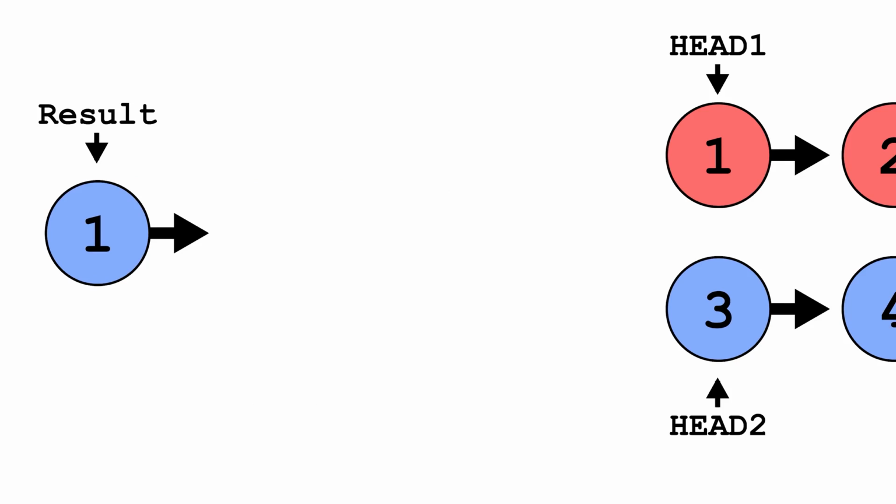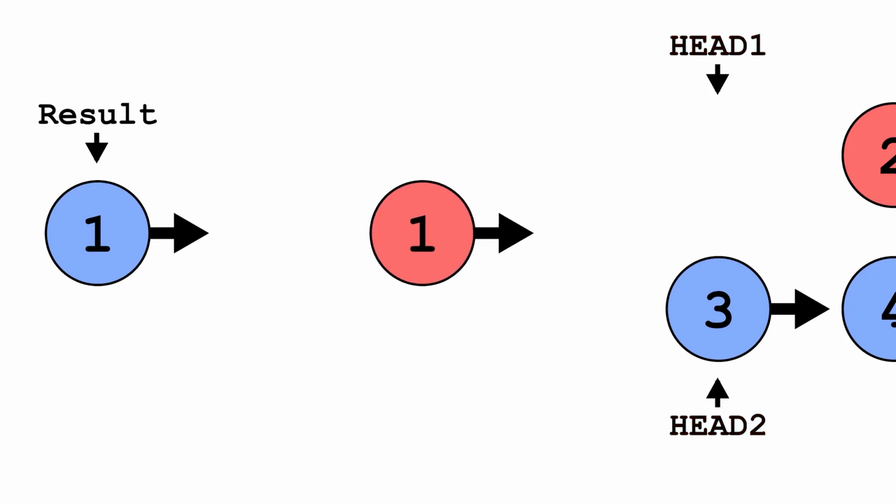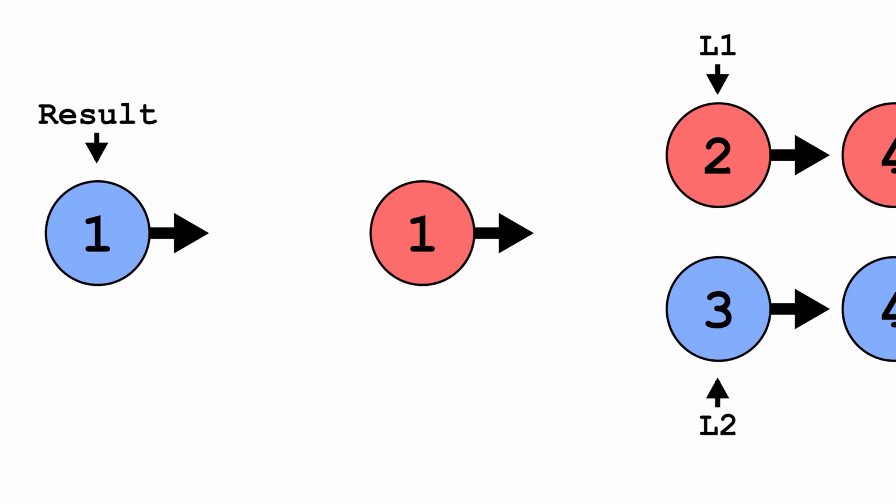Firstly, we need to keep track of the heads of the two lists. Whenever we take the smallest node off of a list, the next node in the list becomes the head, and thus the node we will compare. We can use the existing L1 and L2 variables for this.